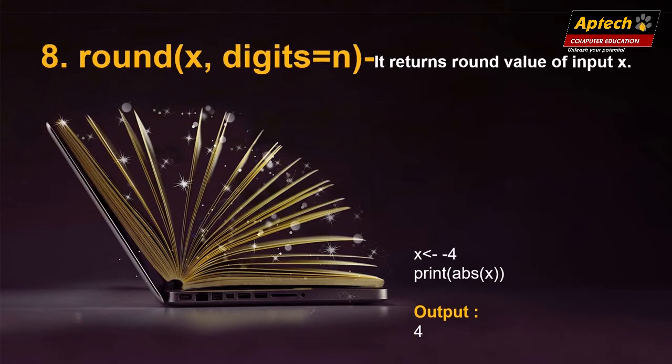The next function is round function. It returns the rounded value of input x. So I am passing here -4, so the round is 4.